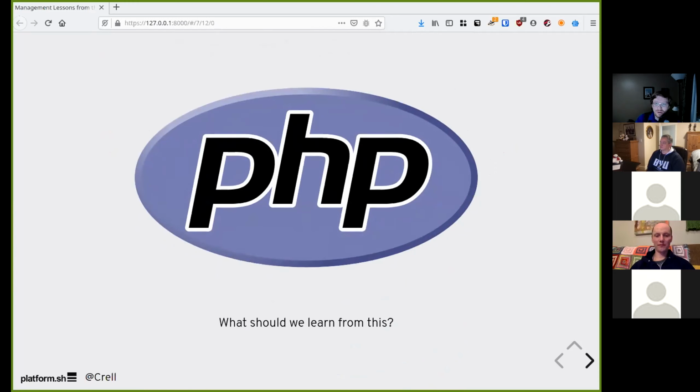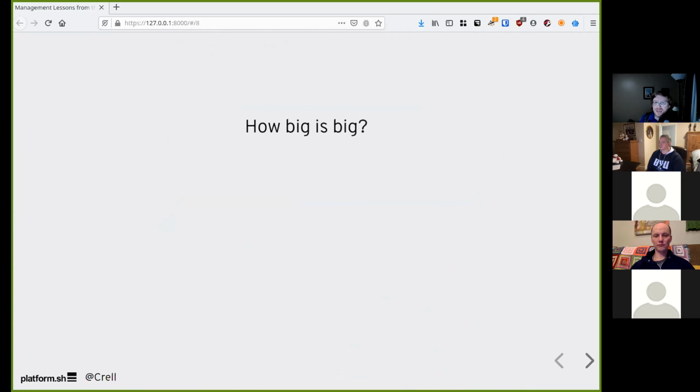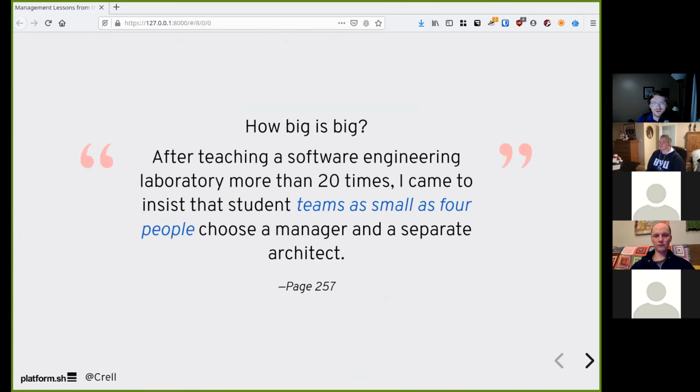What should we learn from this? Now, here we're talking about managing large software projects, big projects. But how big is big? Well, Brooks notes, after teaching a software engineering lab more than 20 times, I came to insist that student teams as small as 4 people choose a manager and separate architect. 4: manager, architect, and 2 developers or implementers.